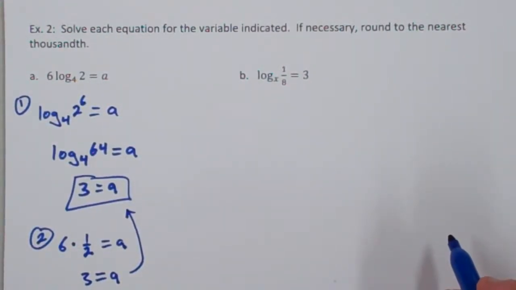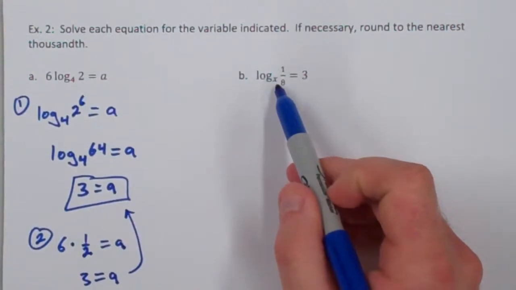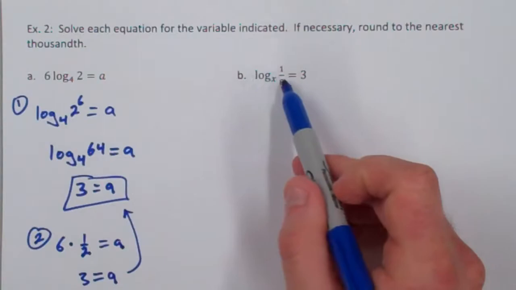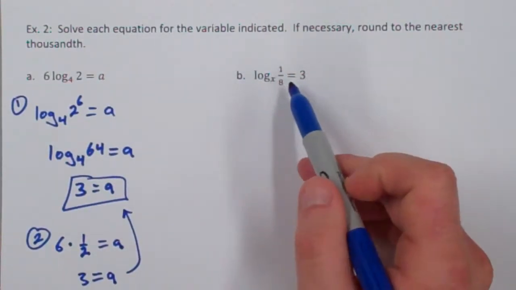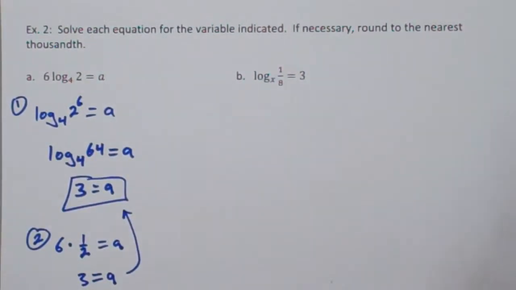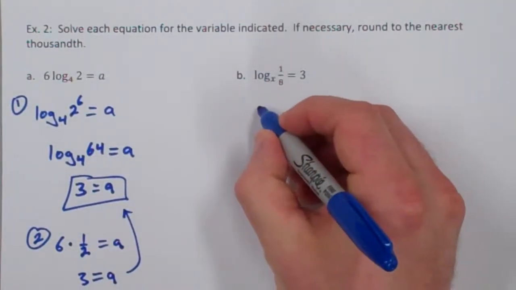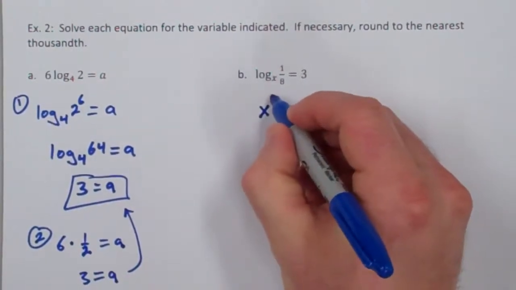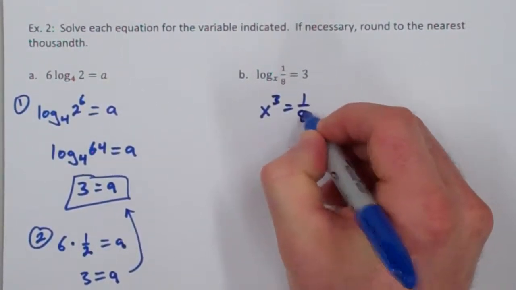Either way works. With the one on the right, we have the x being in the base position, so we don't have just numbers. We can't really state what this is just quite yet. But what we can do is change this logarithmic equation into an exponential. The base is x. In a logarithmic equation, we're solving for the exponent, and then 1/8 is going to go on the right side.